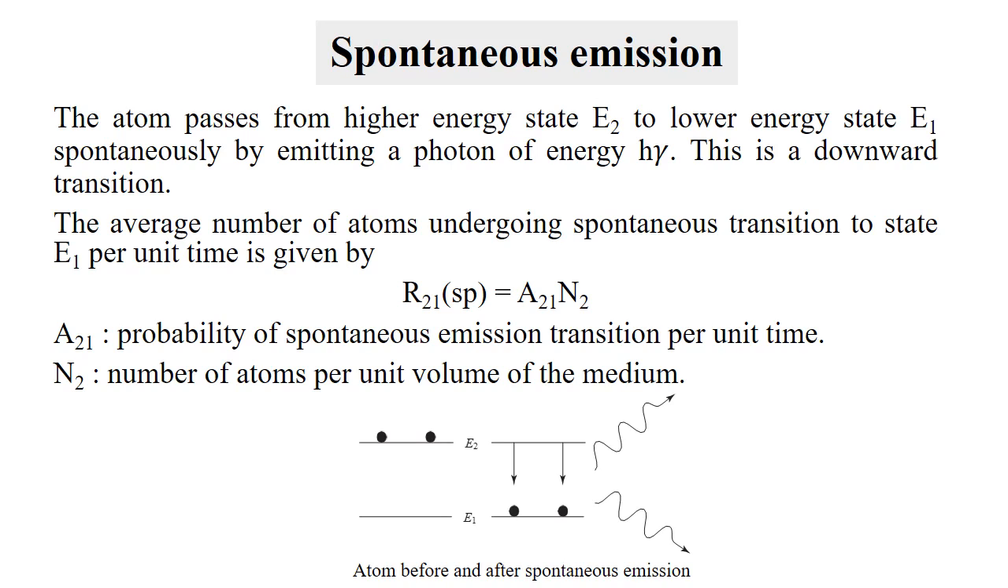So the atom passes from higher energy state to the lower energy state spontaneously by emitting a photon of energy h nu. This is a downward transition. The average number of atoms undergoing spontaneous transitions to state E1 per unit time is given by R21 spontaneous equal to A21 N2, where A21 is the probability of spontaneous emission transitions per unit time and N2 is the number of atoms per unit volume of the medium.